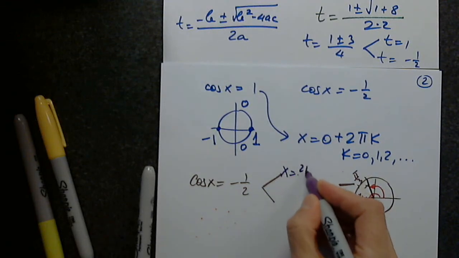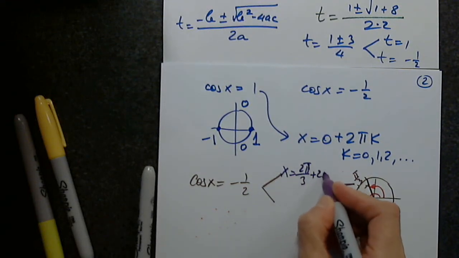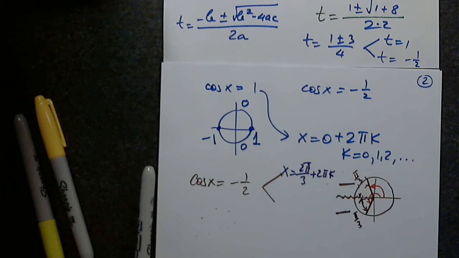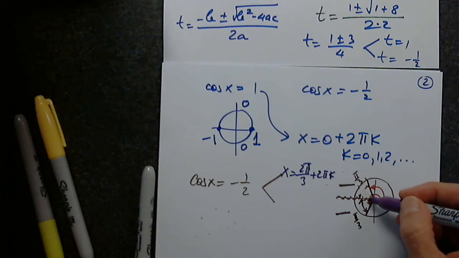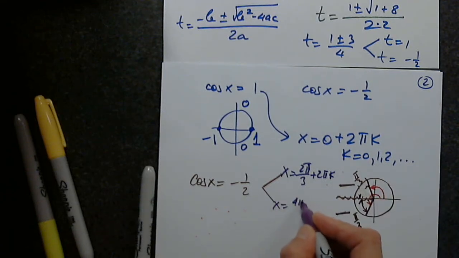So x equals 2 pi over 3 plus 2 pi k. And this one is pi plus pi over 3. Pi plus pi over 3 to get the other angle. 4 pi over 3.